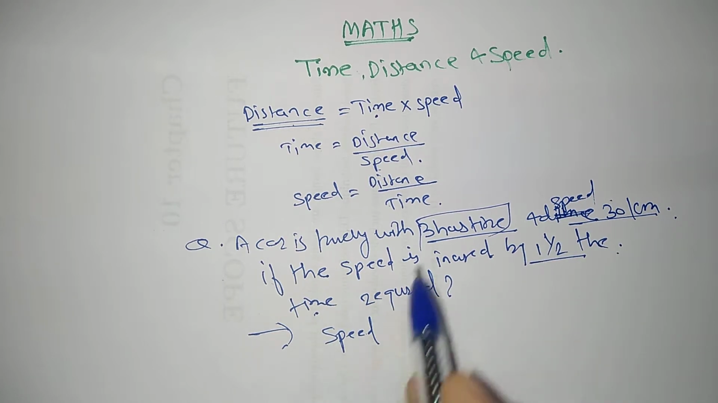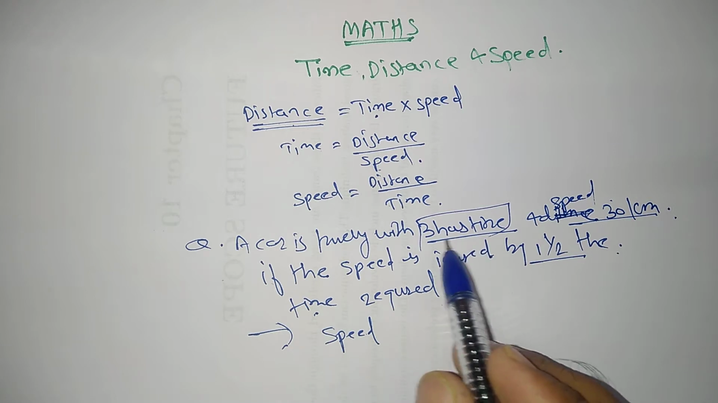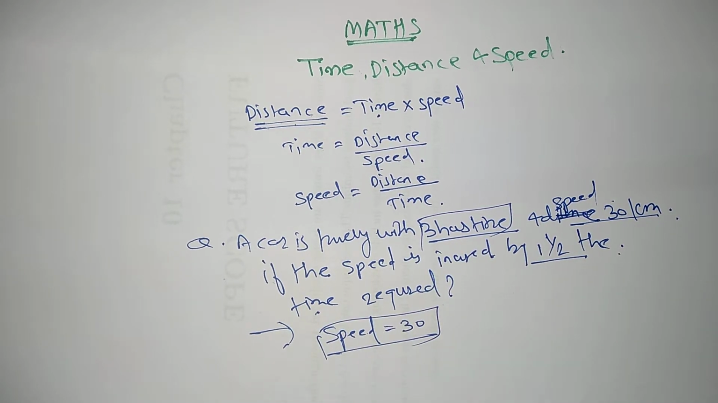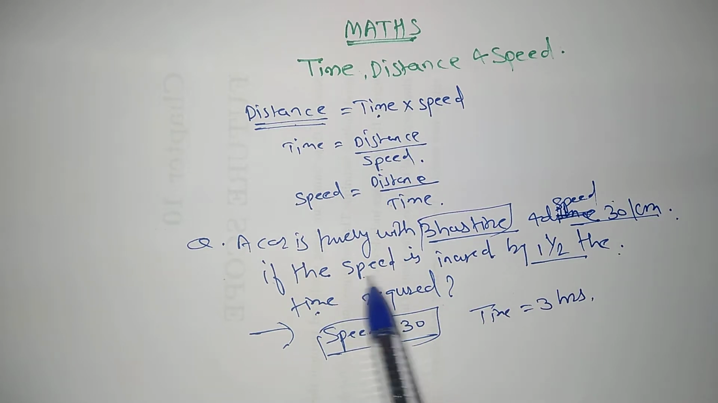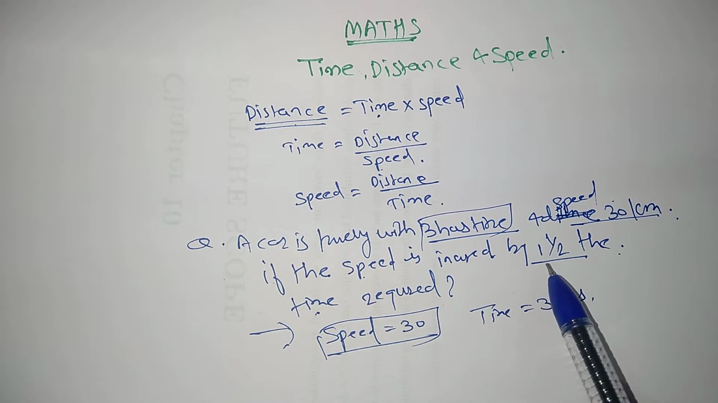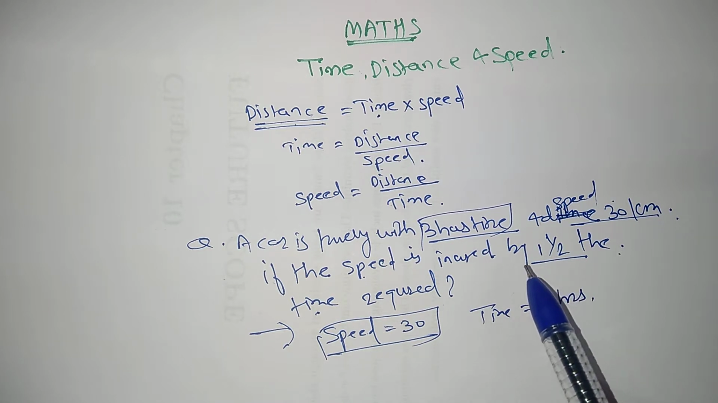That means initially in the problem statement, what is speed? Speed is 30. This is given to us. And what is the time required for that? Time required is 3 hours. And what is the condition? If the speed increases by 1.5.